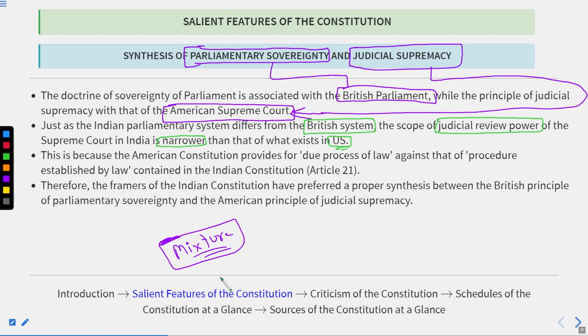This is because the American Constitution provides for due process of law. Remember, the American Constitution provides for due process of law, as against the procedure established by law. So we borrowed the judicial review power from the American Constitution, but in the American Constitution there is due process of law, while in the Indian Constitution we have the procedure established by law. They both differ. Article 21 is there to state this.